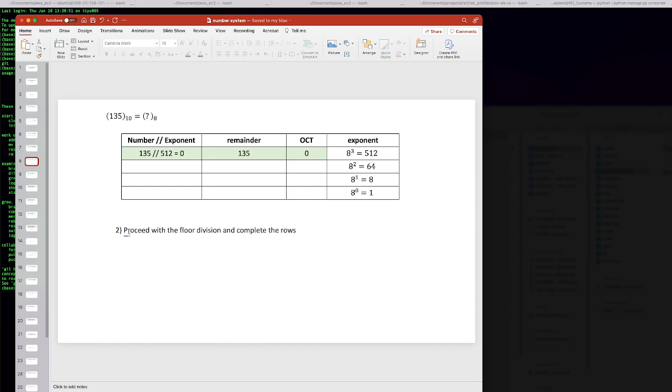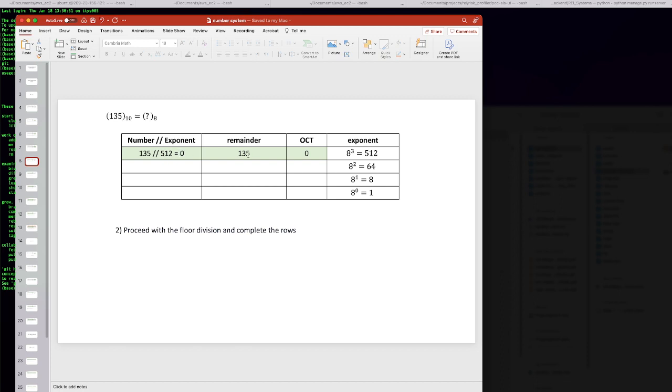Second step is proceed with the floor division and complete the rows. This double slash is called floor division. And the difference between a typical division and floor division is that in the floor division, we get rid of the fractional part of the typical division. Okay, so first we do this division, then 135 divided by 512 is equal to 0.